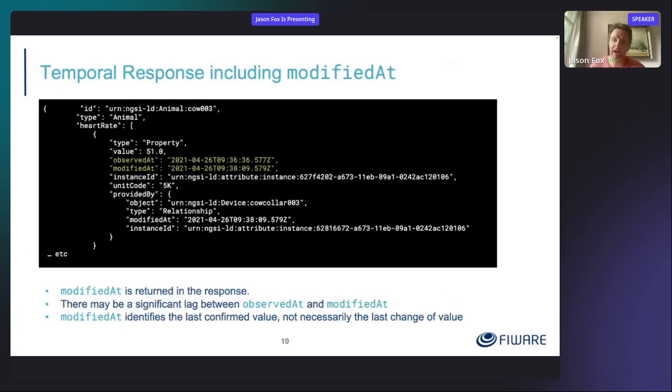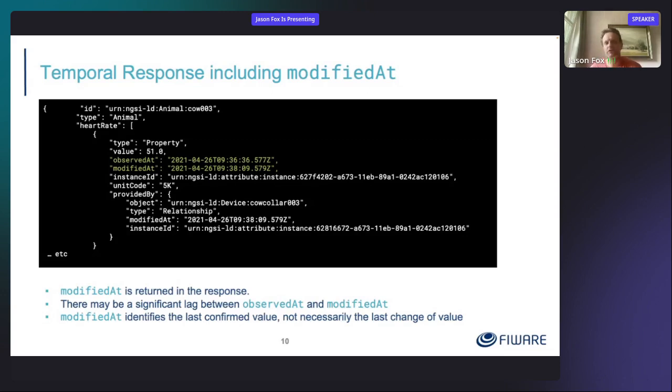If you add in this time property value, then instead of just getting the observed at in the payload, you'll get both the observed at and the modified at. It should be noted that it's still worthwhile putting in the observed at. You can see from this particular example that the observed at was at 25 minutes to, whereas the modified at was 2 minutes later.